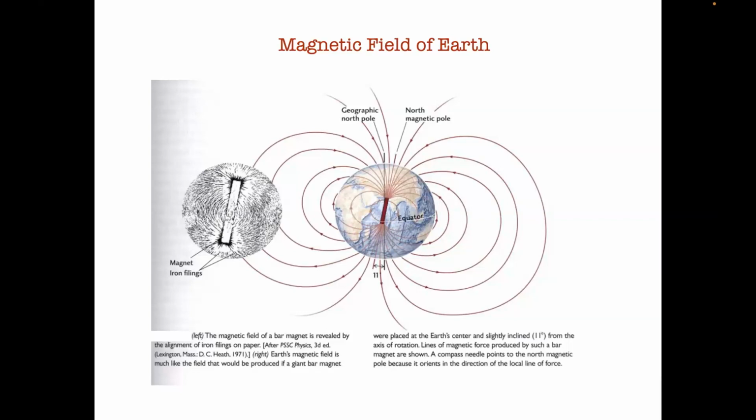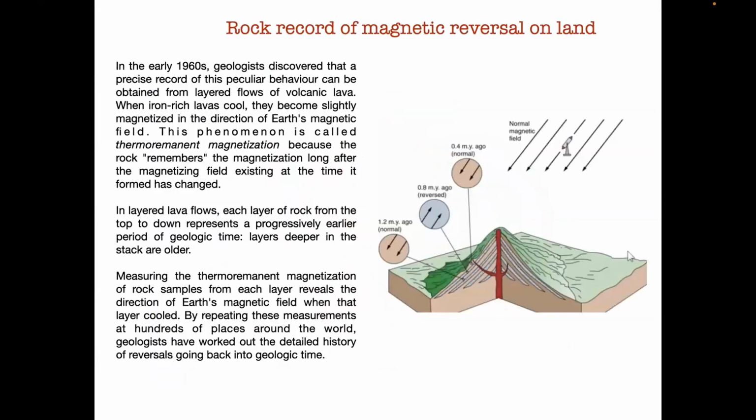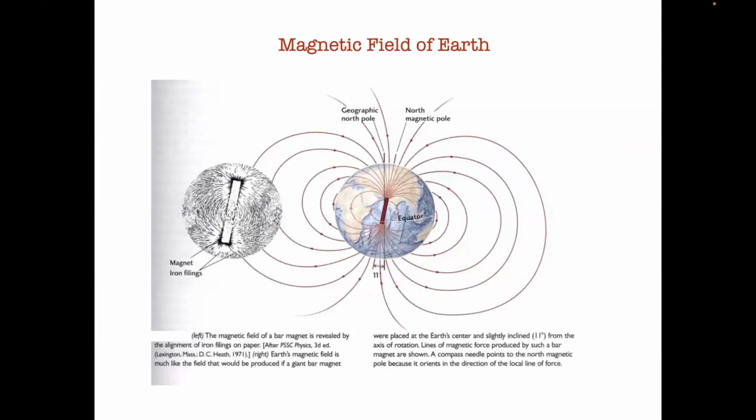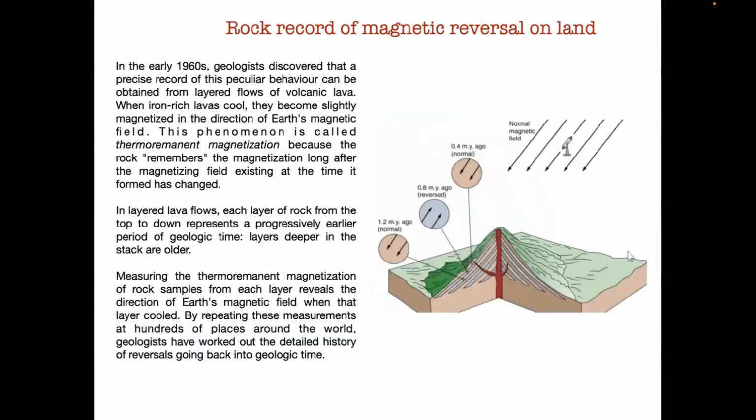Taking this principle, people started understanding volcanic rock. This is the normal magnetic field, where your geographic north pole and your magnetic north pole are aligned in the same direction with an inclination of 11 degrees. When people started studying volcanic rocks, they found they contain iron silicate minerals. When these iron silicate minerals start crystallizing, some of these elements start aligning with the magnetic field of the earth.